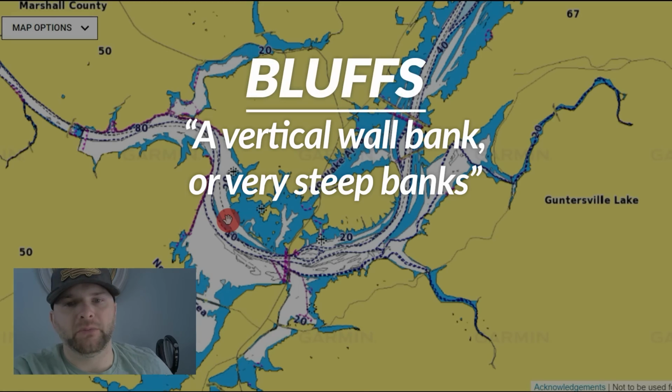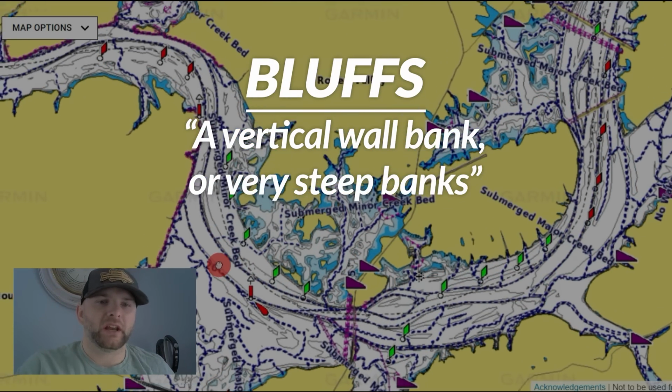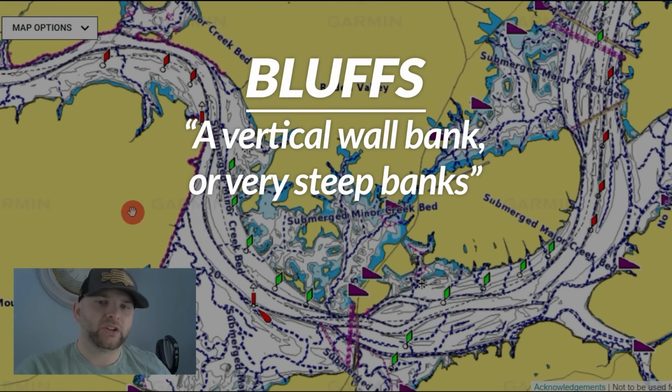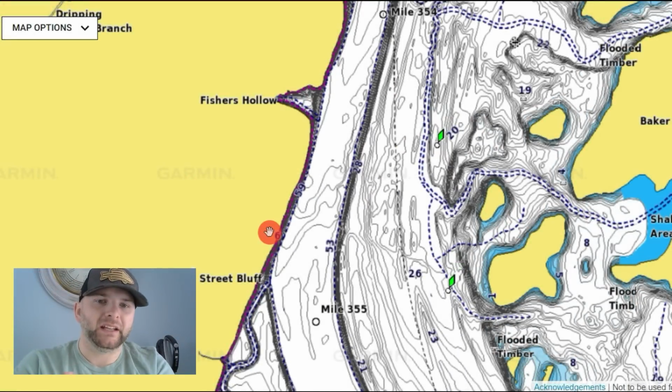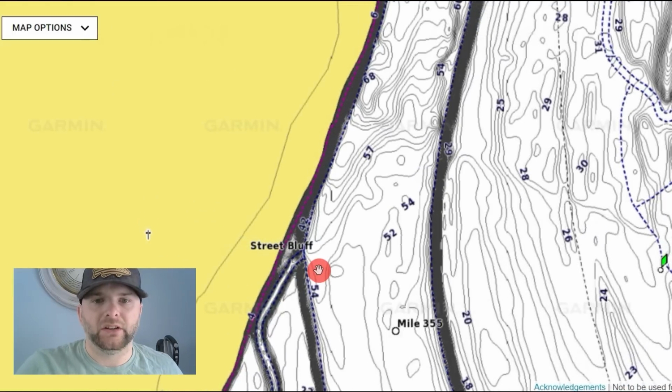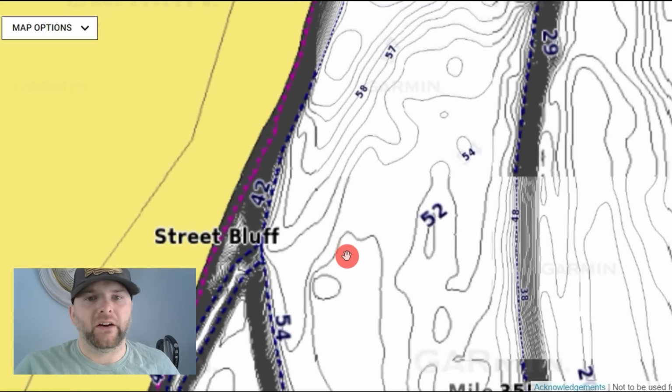Now, when you start to talk about bluffs, we're talking typically about channel swing bluffs. So where that channel swing pushes up against a bank, and then the bank drops off immediately into deep water. So there's not like a slope to the bank, there's not like a little area of shallow water. It's like that channel swing pushes up against the lake's bank, and it creates a vertical up and down drop off into deep water.